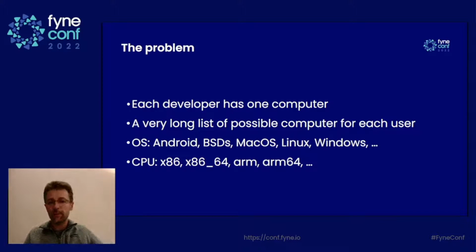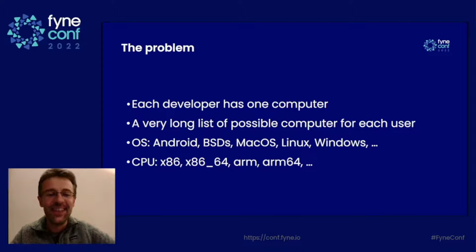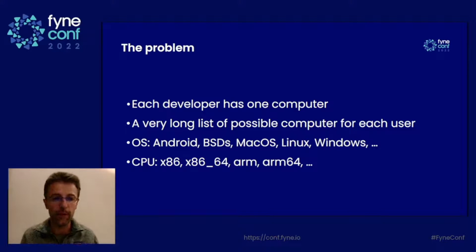So the problem we're going to be covering in this video today is about the fact that each developer has mostly one computer to develop on, but all of their users are running on so many different OS and architectures. If you think about it, you have people running Android, BSD, macOS, Linux, Windows, and they have x86 or ARM or even ARM64. So all of these variations give a really big matrix of platforms you need to support.